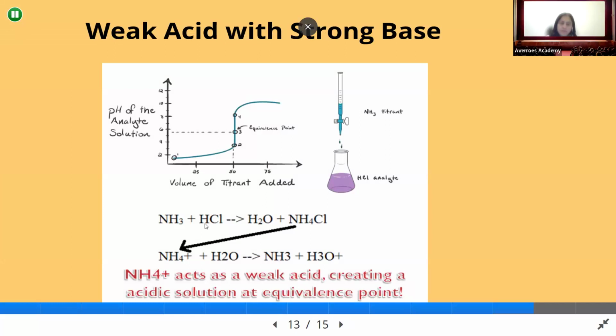In contrast, let's look at a weak base with a strong acid. So for example, NH3 plus HCl yields H2O plus NH4Cl. The NH4Cl dissociates into NH3 and H3O+. So NH4+ acts as your weak acid, creating an acidic solution at the equivalence point, so lower than 7. Your equivalence point pH is lower than 7, as you can see on the graph.